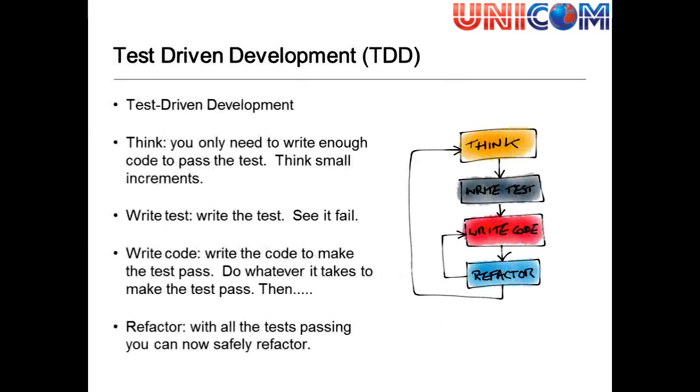So test-driven development looks like this. It's all about testing very small pieces of code, maybe 5 lines of code. You write enough code to pass the test. So we think small. We write the test, we see it fail. That's very important. We see the test fail, and then we write the code to make the test pass. We do whatever it takes to make that test pass.